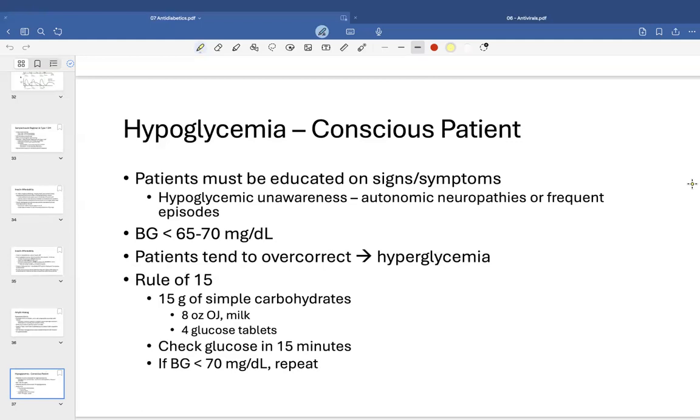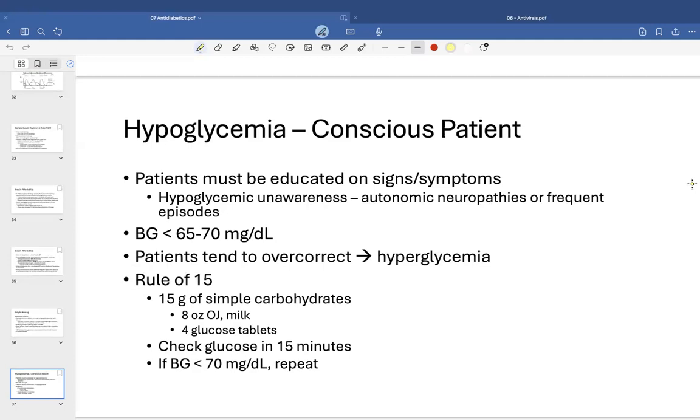But if you have a patient that's conscious and hypoglycemic, they test themselves, oh, it's 30, 40, but they are alert and awake, they're able to dose themselves with carbohydrates. For example, 8 ounces of orange juice will produce 15 grams of carbohydrates, as well as they make these glucose tablets that patients can pop that contain about 4 grams of glucose.